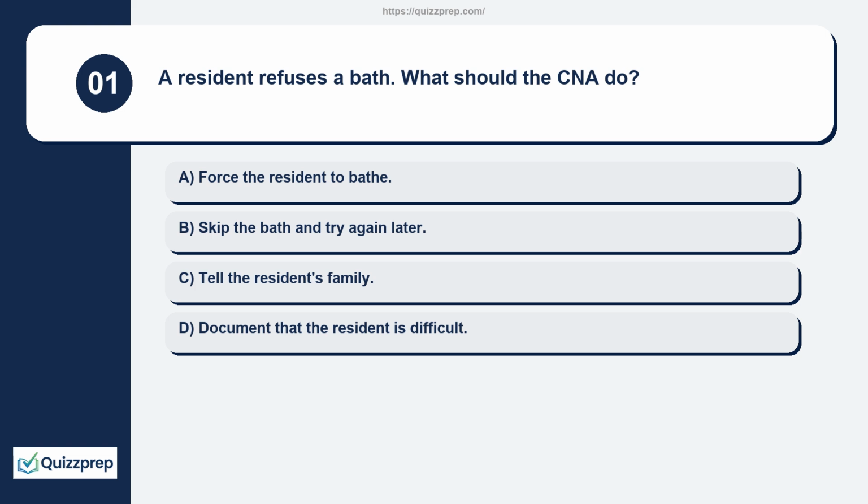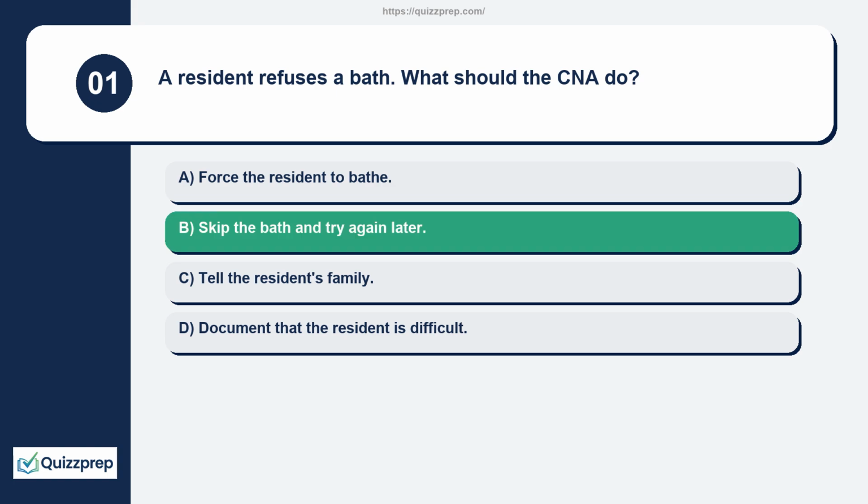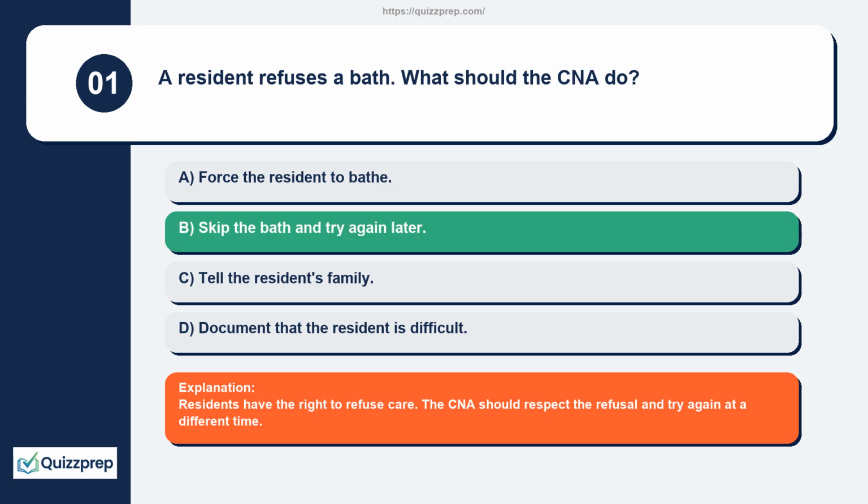Question 1. A resident refuses a bath. What should the CNA do? Force the resident to bathe. Skip the bath and try again later. Tell the resident's family. Document that the resident is difficult. Residents have the right to refuse care. The CNA should respect the refusal and try again at a different time.